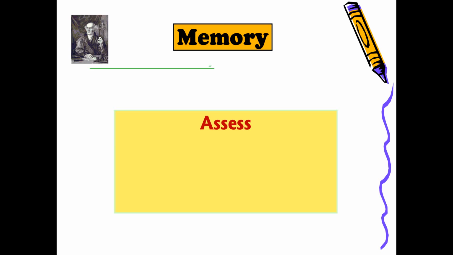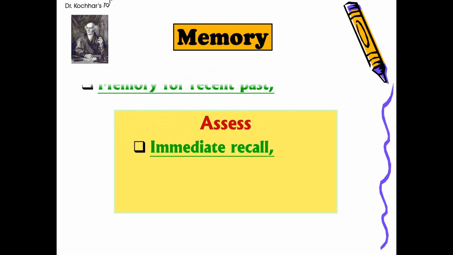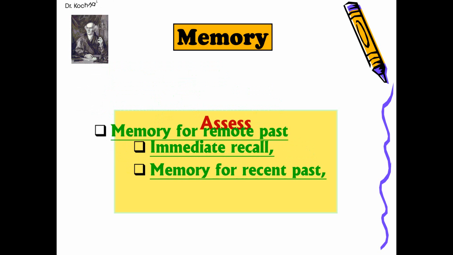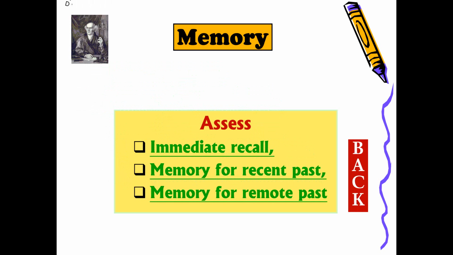Then after that, memory. Memory is a thing which is very vague in our old literature. We have to give it organized as per the current concept. That helps us when we divide it into three. One is immediate recall, and second is memory for recent past.